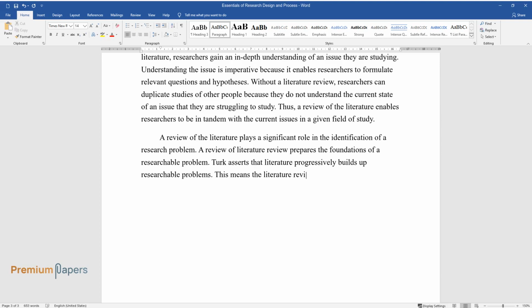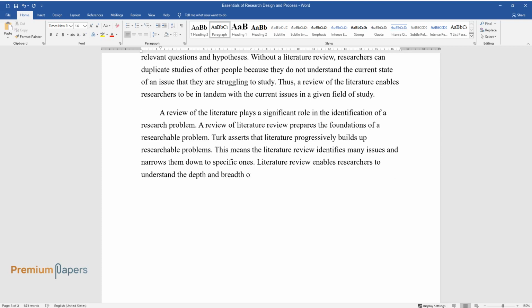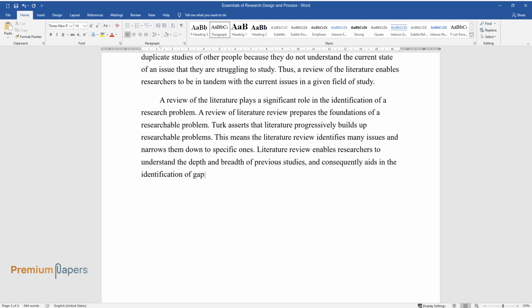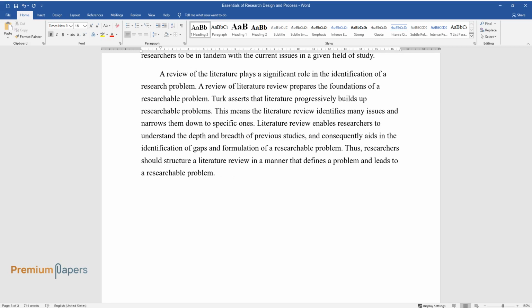This means the literature review identifies many issues and narrows them down to specific ones. Literature review enables researchers to understand the depth and breadth of previous studies, and consequently aids in the identification of gaps and formulation of a researchable problem. Thus, researchers should structure a literature review in a manner that defines a problem and leads to a researchable problem.